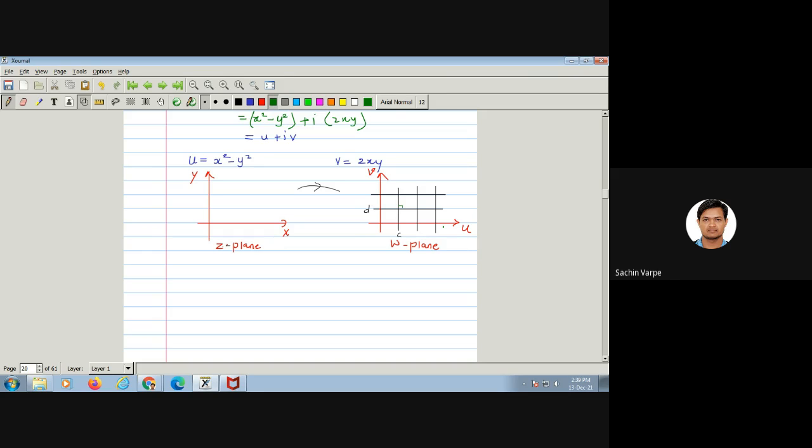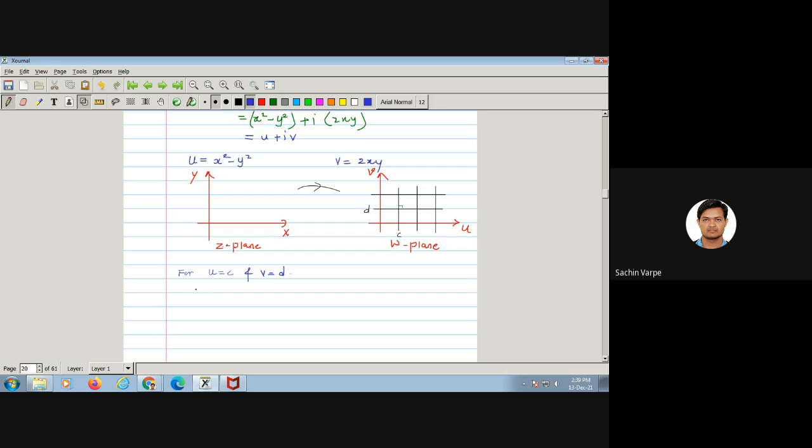Okay, so these lines U equal to C and V equal to D are perpendicular in the W plane. Let us now check what these lines map to in the Z plane, or what these lines are the mapping of from the Z plane. So for U equal to C and V equal to D, what will we get?